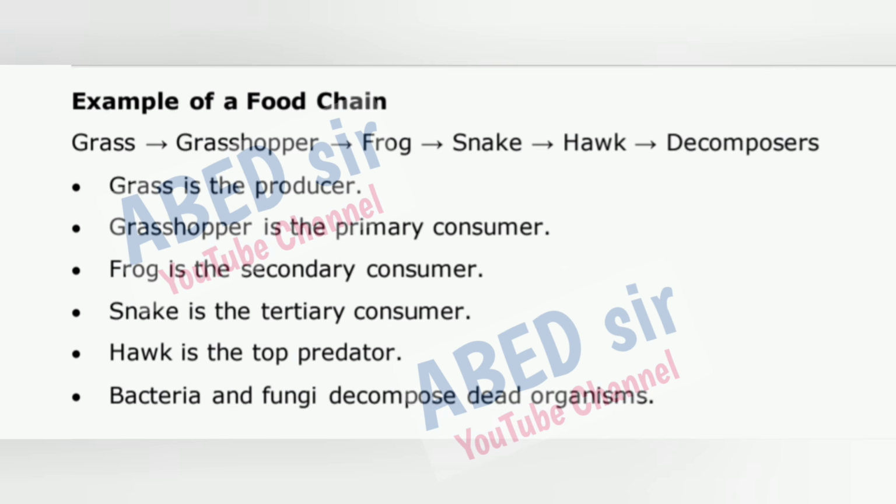Example of a food chain. Grass, grasshopper, frog, snake, hawk, decomposers. Grass is the producer. Grasshopper is the primary consumer. Frog is the secondary consumer. Snake is the tertiary consumer. Hawk is the top predator. Bacteria and fungi decompose dead organisms.